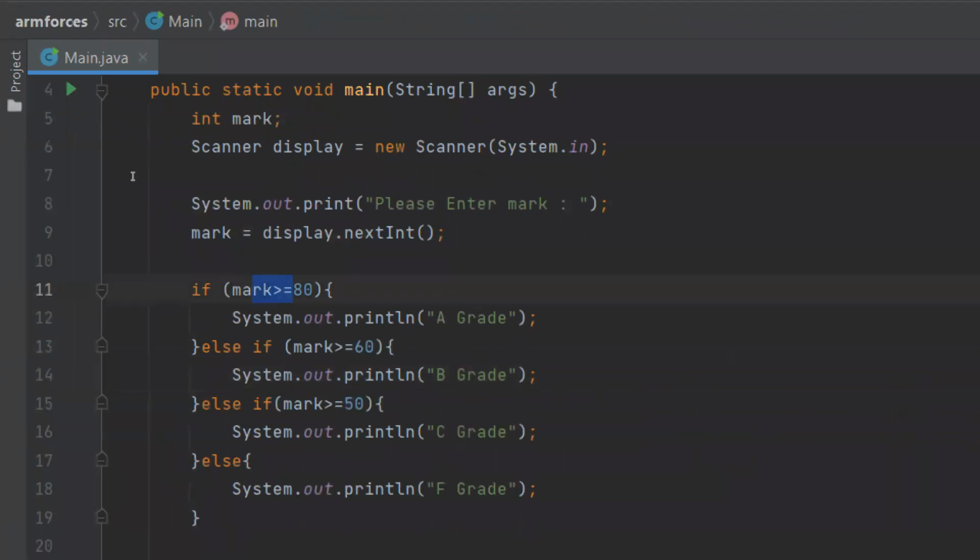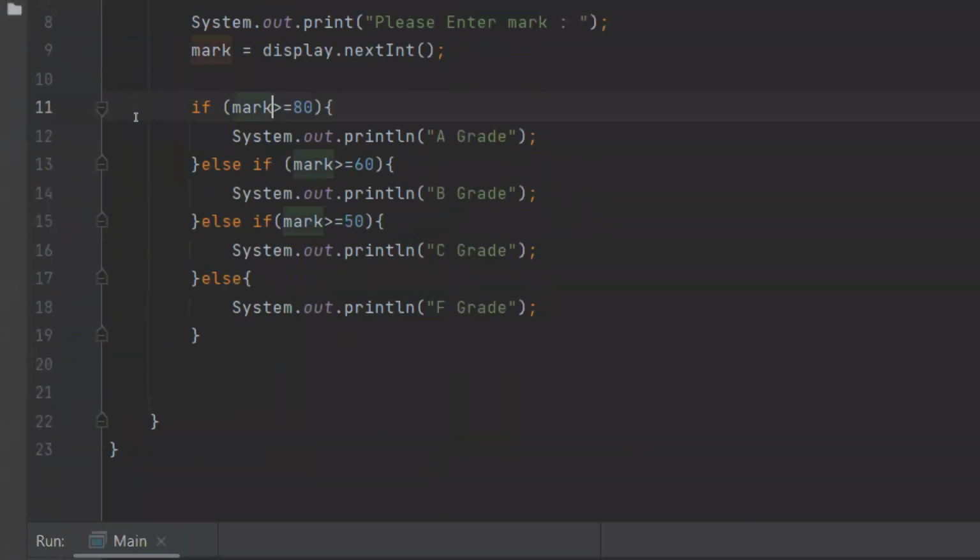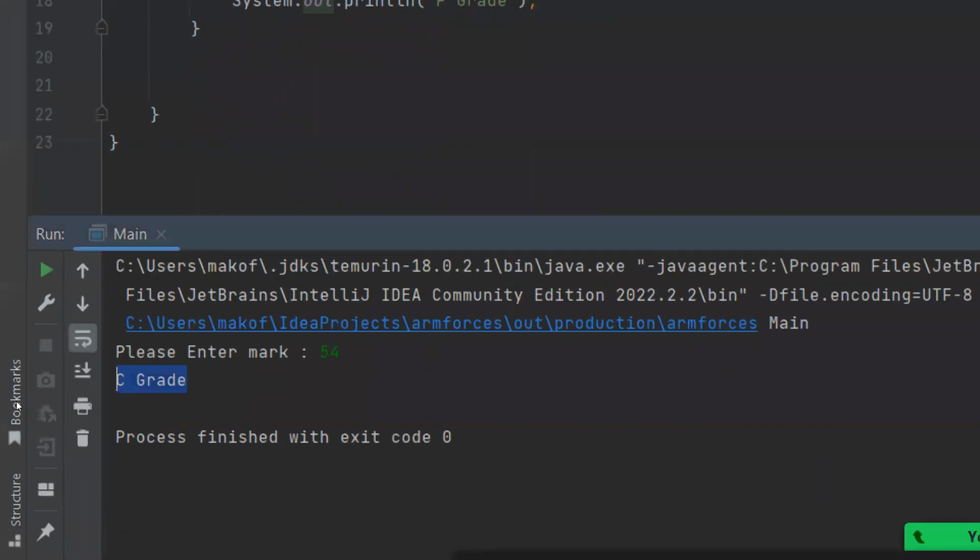So if you are not here, then it will come and check if you fall here. So let's say, for example, I entered 34. So here, is 34 greater than 80? No. So you come here. Is 34 greater than 60? No. So you come here. Is 34 greater than 50? Yes. So it will display C and stop. As we can see, that is what it did. You understand? So this will allow us to sift through and find the individual or the range that we want. Does that make sense?